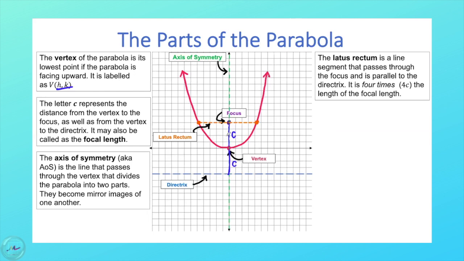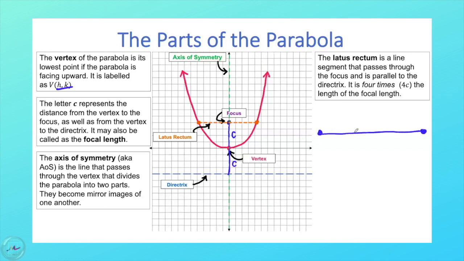Besides the axis of symmetry, we also have what we call the latus rectum. It is a line segment that passes through the focus and is parallel to the directrix. So here we have a segment that passes through the focus. It touches one of the points on the parabola. So dadaan siya sa focus, papunta sa kabila. Okay, so the distance between the endpoint of the latus rectum here and the endpoint of the latus rectum here is 4C.